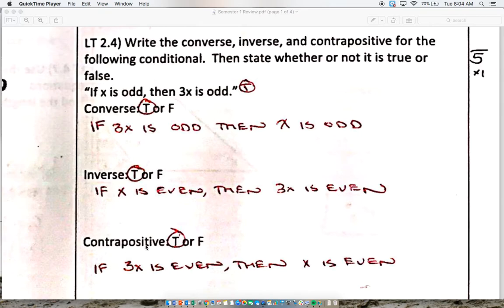The contrapositive, you're going to do both things. You're going to do the converse and the inverse. You're going to switch them and negate them. So I say, all right, if 3x is even, then x is even. I switch them and I negate them.